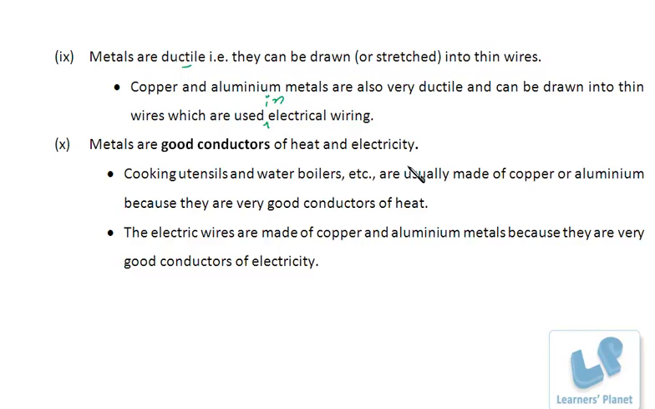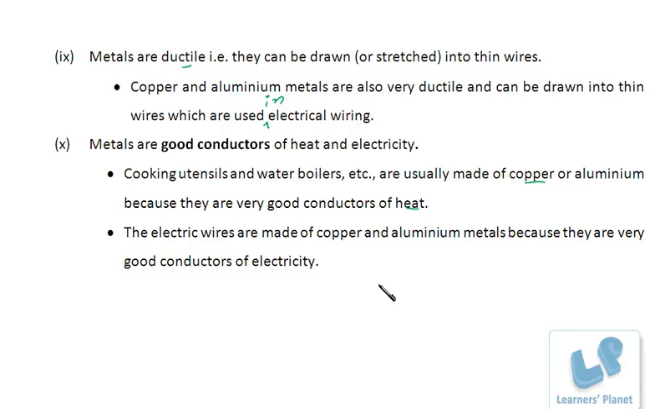Metals are good conductors of heat and electricity. Good conductors of heat and electricity means they get heated up fast. Say cooking utensils and water boilers, etc. are usually made up of copper or aluminium because they are very good conductors of heat. The electric wires are made up of copper and aluminium because they are very good conductors of electricity. See, the cooking utensils are made up of metals. These days you can find the vessel with a copper base and the rest is made up of steel. Even iron vessels were used for cooking in ancient times. Even iron bowls are used. So metals are malleable and ductile, and they are also good conductors of heat and electricity.